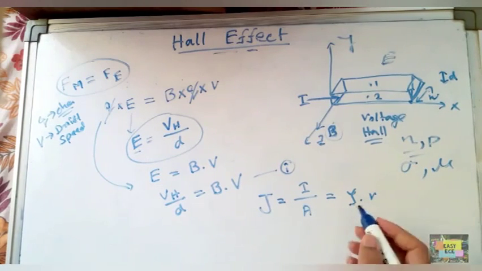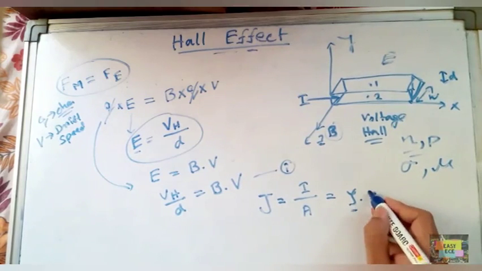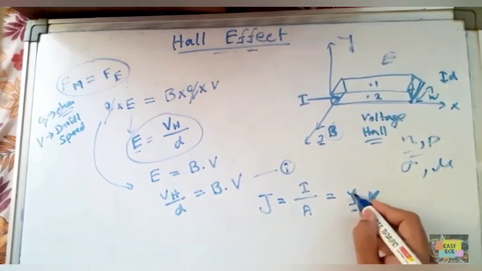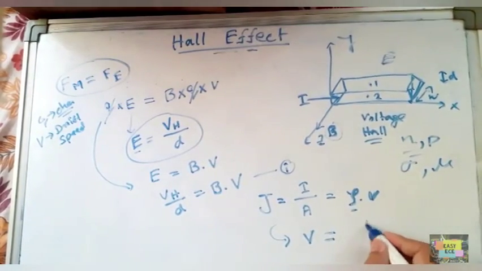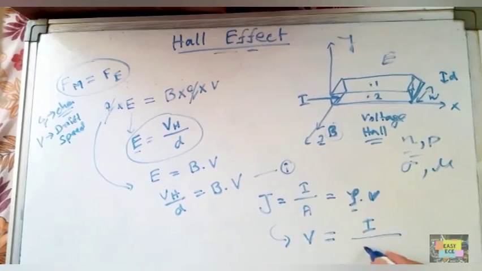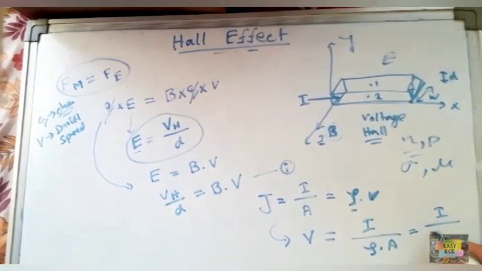Here rho is the charge density and v is the drift speed, so rho into v is J. Now, from here we get the value of v, the drift speed: small v equals I by rho into A. What is A? A is the area, that is width into thickness, so v is I by rho into d and width w.